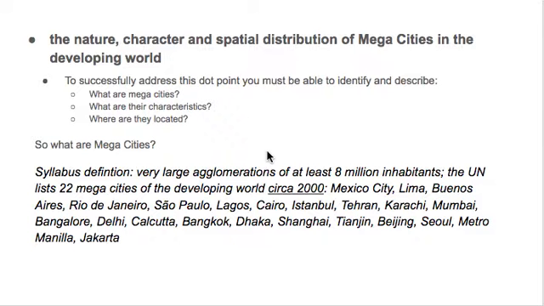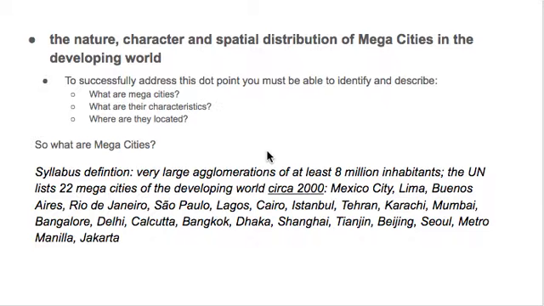Essentially, our syllabus is that old that the UN, since the publication of our syllabus, have said that a megacity is a city or a large urban agglomeration with more than 10 million people. But if you use the syllabus definition of 8 million people, then you're fine. You're not going to get marked down for that. So let's have a look at this.